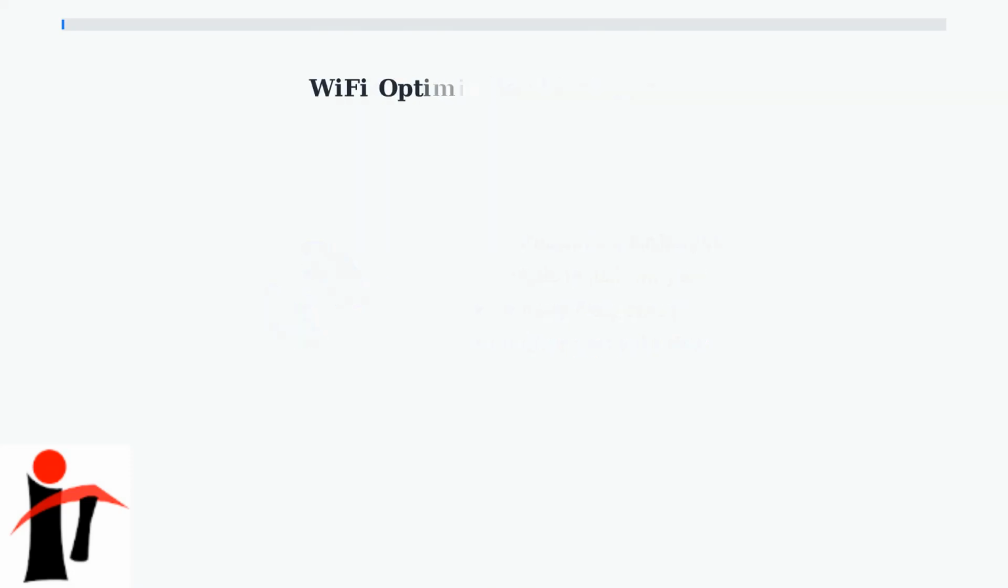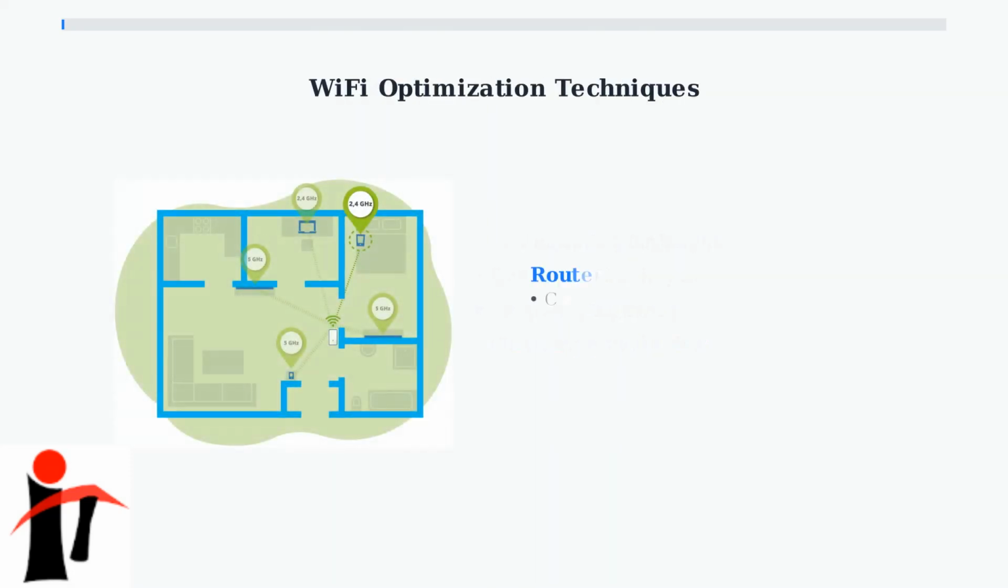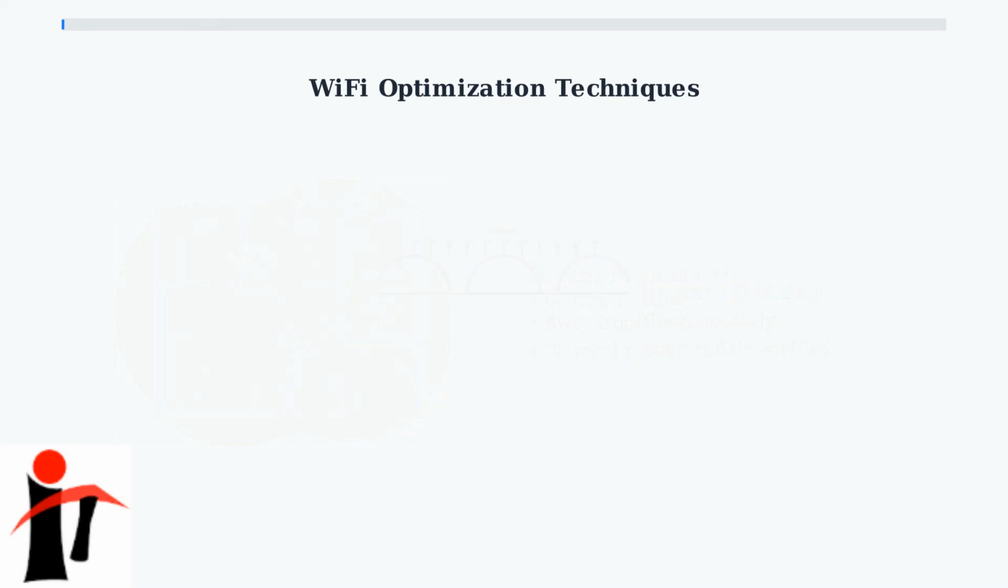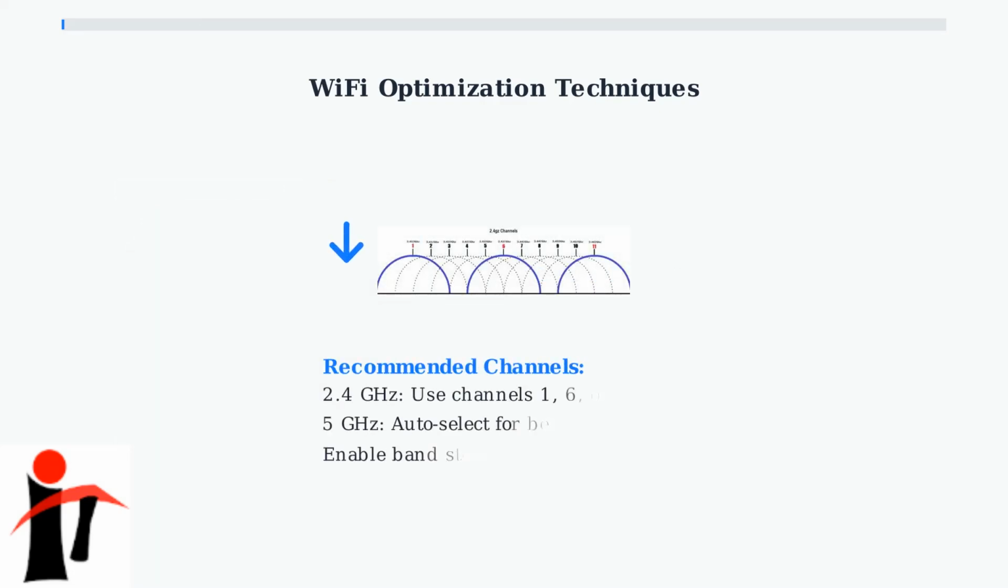Wi-Fi optimization requires multiple approaches. Start by updating your router firmware through the Starlink app. Then analyze your Wi-Fi environment to identify the best channels and placement strategies. Channel optimization is crucial for avoiding interference. The 2.4 GHz band has overlapping channels, so use channels 1, 6, or 11 for best performance. Enable band steering to automatically switch devices between 2.4 GHz and 5 GHz bands.